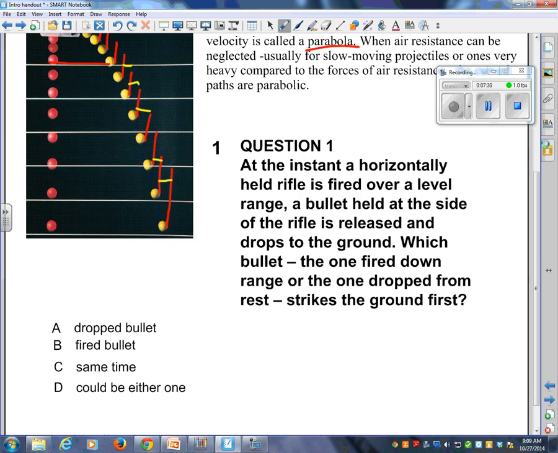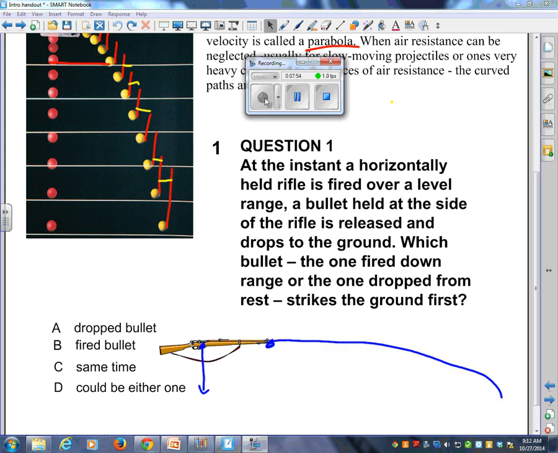Okay, so here's the question for you that you're going to need the clickers. I guess I'll have to wait till you guys get signed in. At the instant a horizontally held rifle is fired over a level range, a bullet held at the side of the rifle is released and drops to the ground. Which bullet, the one fired downrange or the one dropped from rest, strikes the ground first? So come on down and grab your clickers. Oh, thank you. Well, yeah, it's not to scale, Jake, purely for illustrative purposes. So one bullet is fired straight sideways, one is dropped. Which one hits the ground first? What's your idea?